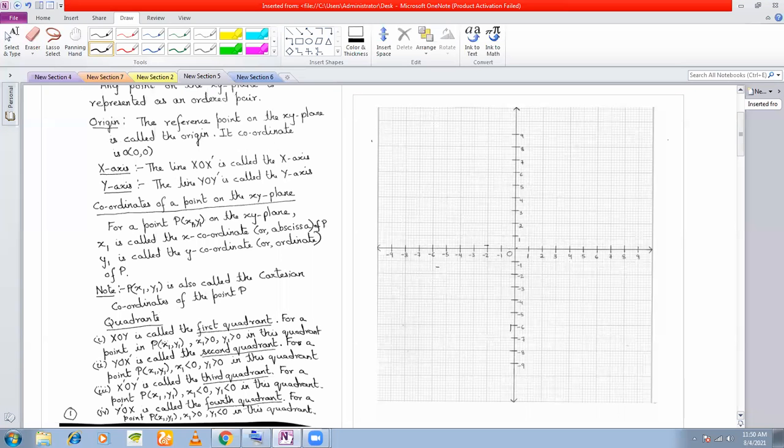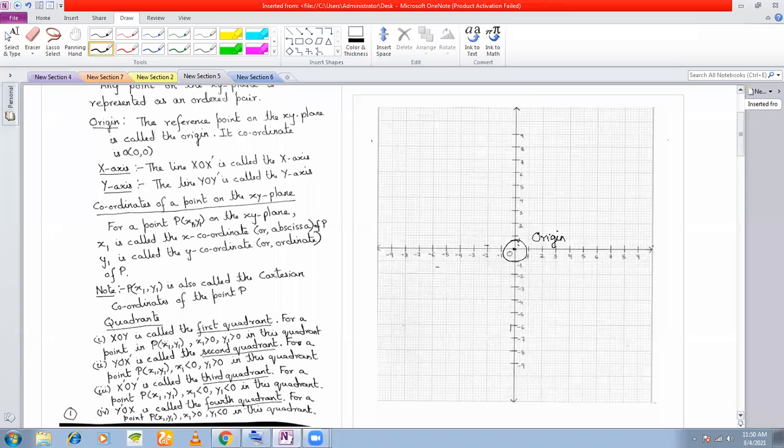In the XY plane, the point of intersection of this vertical and this horizontal line, this point here, is called the origin. Origin, why? Because this is the point where we're going to start with. Whatever point we are going to locate, we are going to start with the origin.